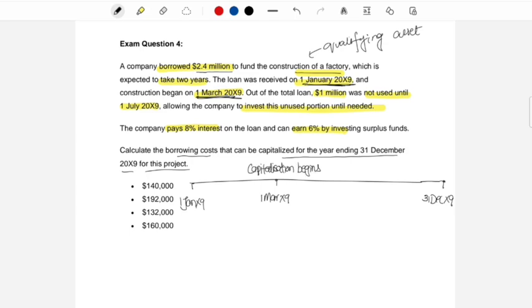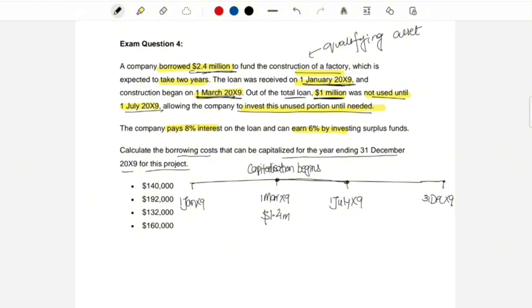So how much was the total loan of which capitalization should begin? 2.4 million, technically, as of now. Okay. But out of the total loan, 1 million was not used until 1st of July. So if we take out 1 million, and until 1st of July it was not used, which means how much loan was used then? 1.4 million. And what was happening to the remaining 1 million? The remaining 1 million was invested until this portion was used.